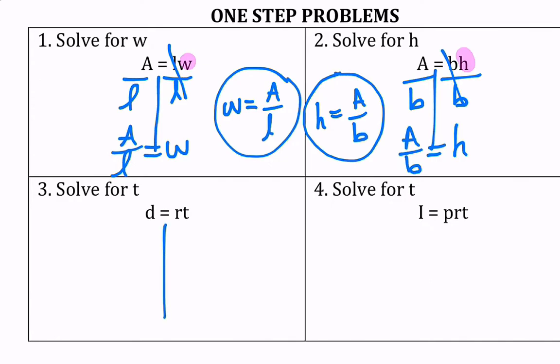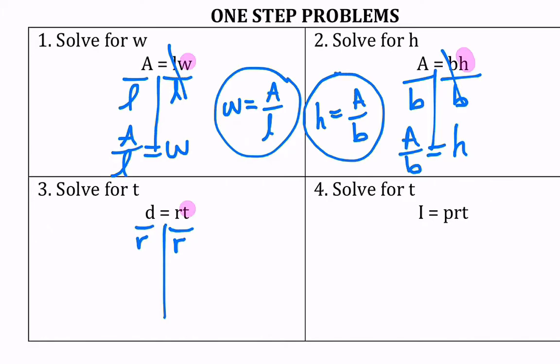Problem number 3, it wants to have t by itself. So I look on the side that has the t, and I need to get rid of that variable r. r and t are touching, so I know that means multiply. So to do the opposite of multiply, I divide. And we're going to divide by that variable we do not want. We do not want r. What I do on one side, I do on the other.